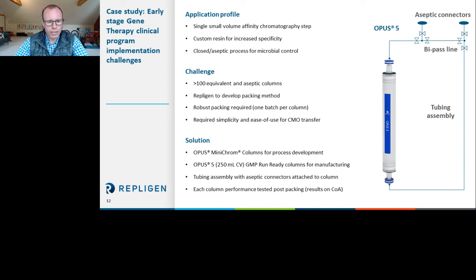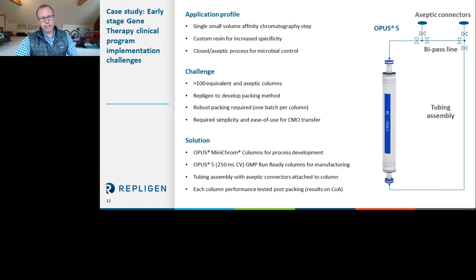One of the challenges was that a large number of columns were needed, greater than 100 columns. They all needed to be connected aseptically. And one column would be used for each batch, which means that a column failure would essentially mean a batch failure, and that, of course, wouldn't be acceptable. So we needed to develop a robust packing method. And the end solution needed to be easily transferred from their facility to a CMO for most of the production that would occur for early stage clinical trials.